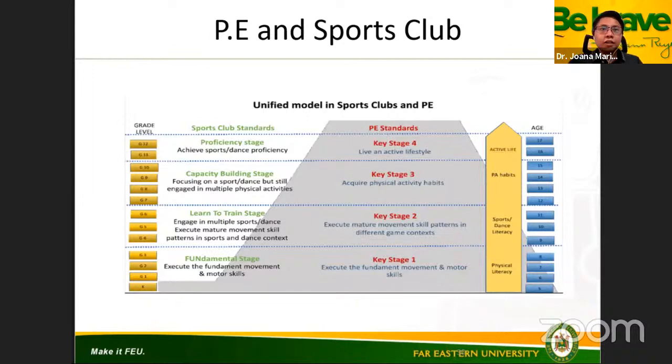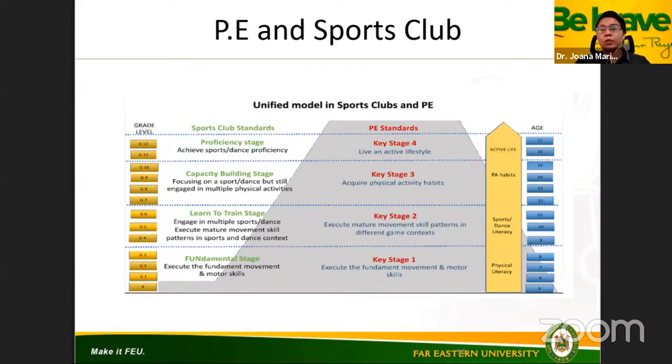And then, learn to train stage for key stage 2. And then, key stage 2 for the physical education curriculum. And then, capacity building stage for the key stage 3. And the sports club standard, we have the proficient stage for the key stage 4. Okay, so hopefully ay may natutunan regarding the key standard and the DepEd curriculum.